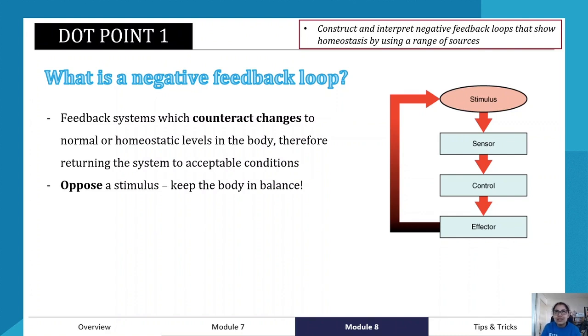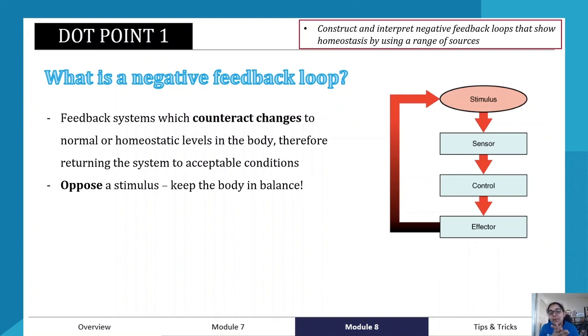So homeostasis is about maintaining a stable internal environment regardless of the changing external conditions, right? So even if you're out in the cold, it's really cold on a windy day, you still want your body to maintain its stable 37-degree temperature. If it drops below that, we start to see things like shivering, for example, and that's happening because the body is trying to return back to the normal state.